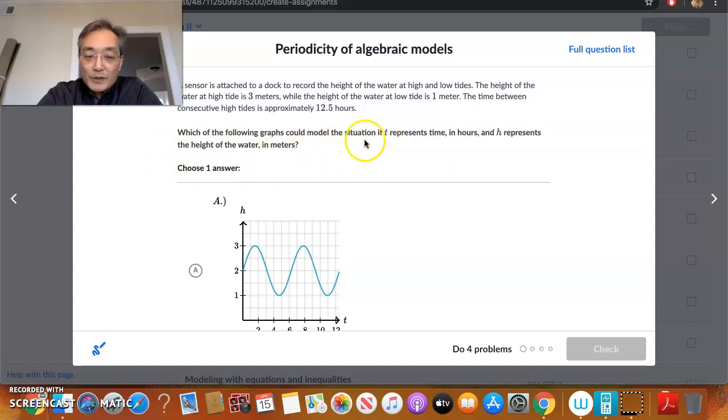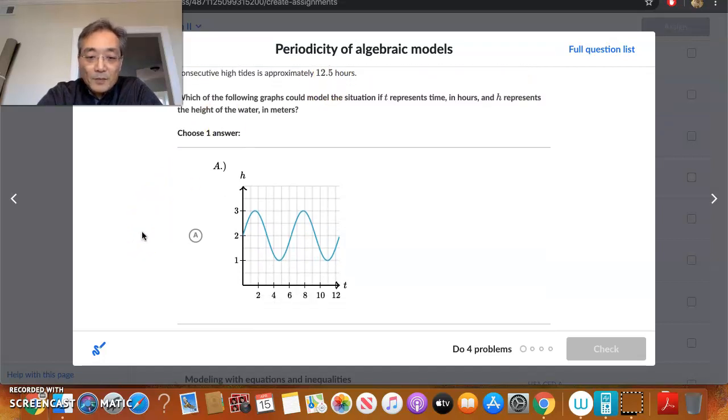So again, important information here, correct? The graph must show a high tide or maximum value at 3, a minimum value at 1, and a period of 12.5. Okay, so let's see which one of these has that. This has a maximum of 3, this has a minimum of 1, but unfortunately the period, as you can see, this period is very short. So from here to here is only about 6, it's not 12. So the period is too short. It's only half of what it should be, 12.5.